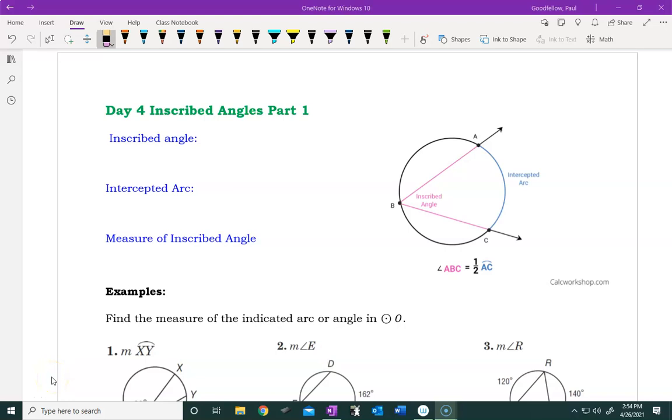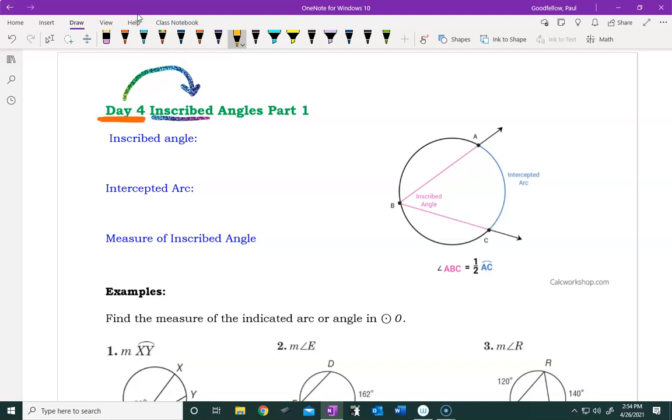All right, now I promise you that I am going to make this day 4 and day 5 go fast, and we can get through the rest of this particular unit. So day 4, the main topic that we're going to discuss here is what's referred to as an inscribed angle. Now, we've never seen an inscribed angle before, but the concept of it is really pretty simple.